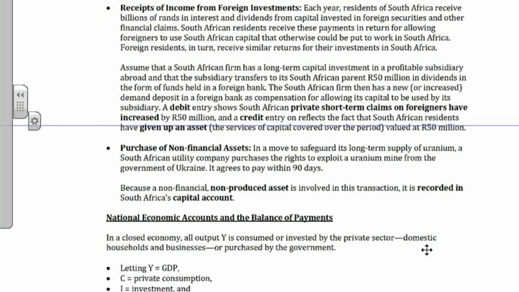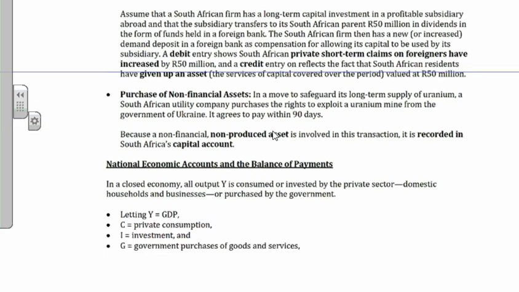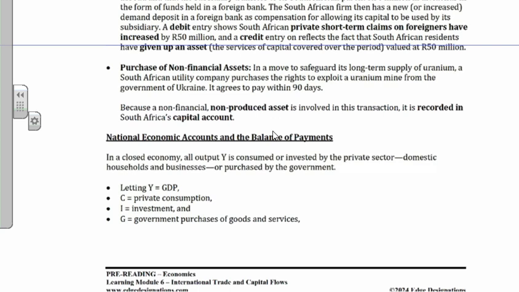What we do now is a real economic pleasure. It's what we do: we work with equations and we make one equal the other, and we come up with some insightful information from that. We look over here at national economic accounts and the balance of payments. And we're going to start off with a closed economy.